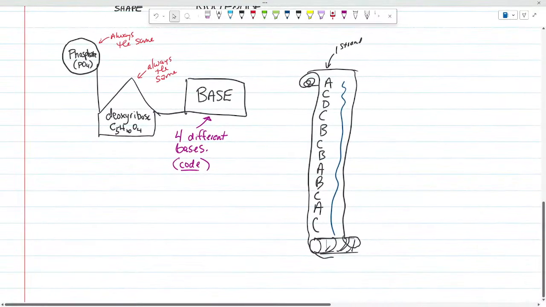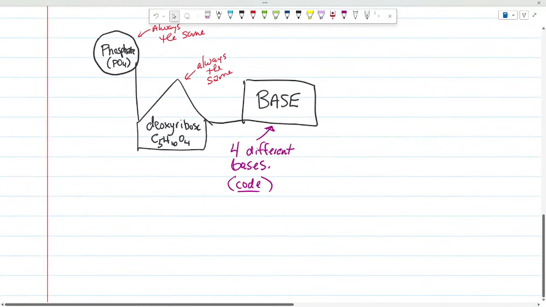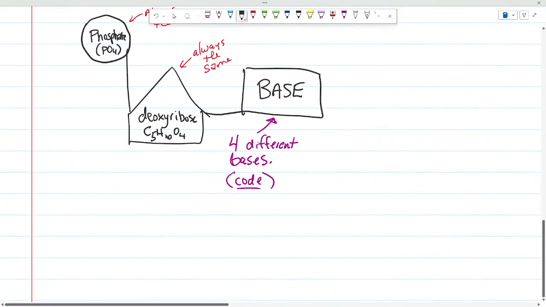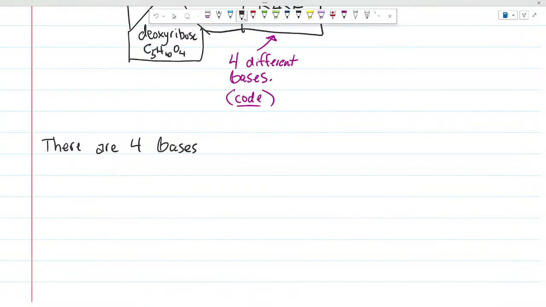Does that make sense? So I'm going to delete that for now because instead of talking about a scroll, we're just going to talk about DNA. So we can imagine this whole thing is called a nucleotide. A phosphate, a sugar, and a base make a nucleotide. So there are 4 bases, and therefore 4 possible nucleotides.